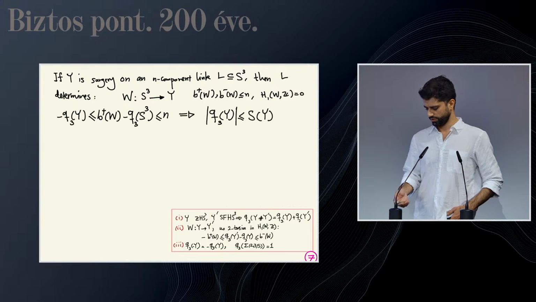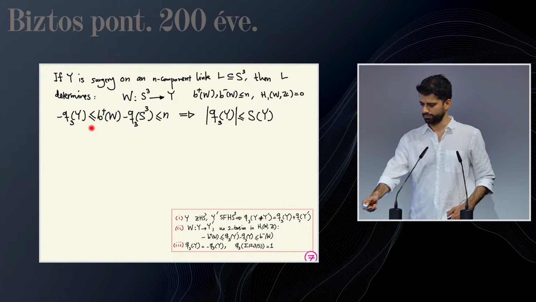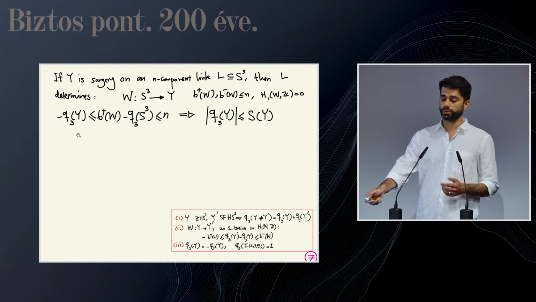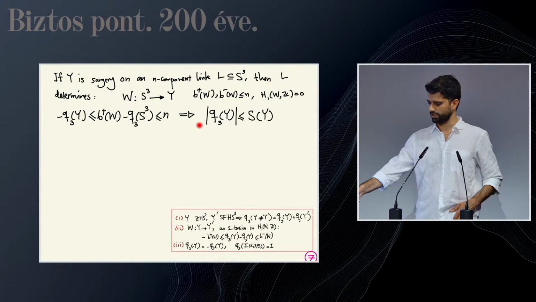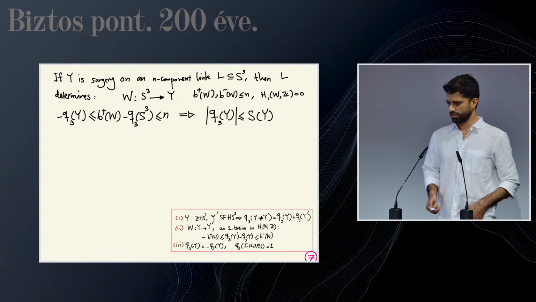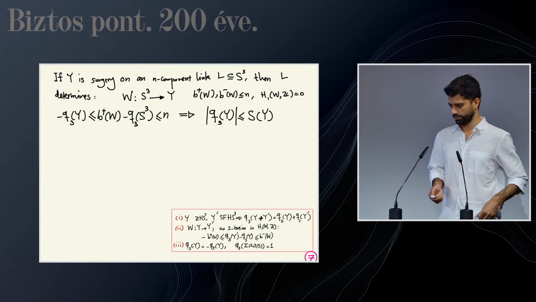So from this, using the inequality in the second part of the theorem, you can see that minus q3 of your 3-manifold Y, which is given by surgery on an n-component link, is less than or equal to b plus of W minus q3 of S3, which is 0, and this is less than or equal to n. By changing orientation, you would get, in fact, that the absolute value of q3 is less than or equal to the surgery number. So that's for the case of integral surgery.